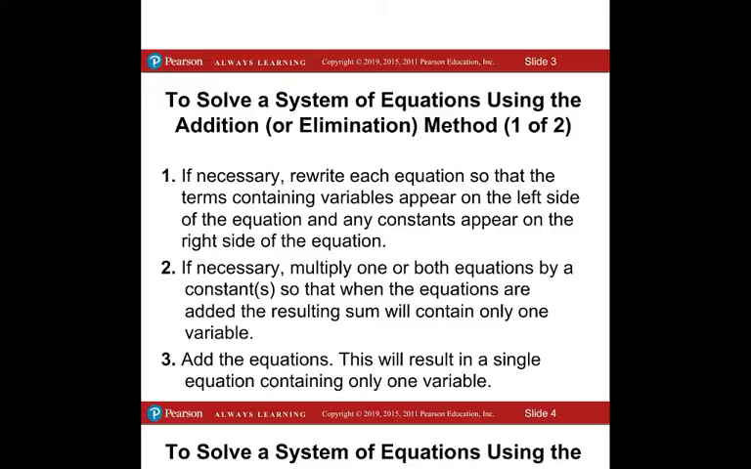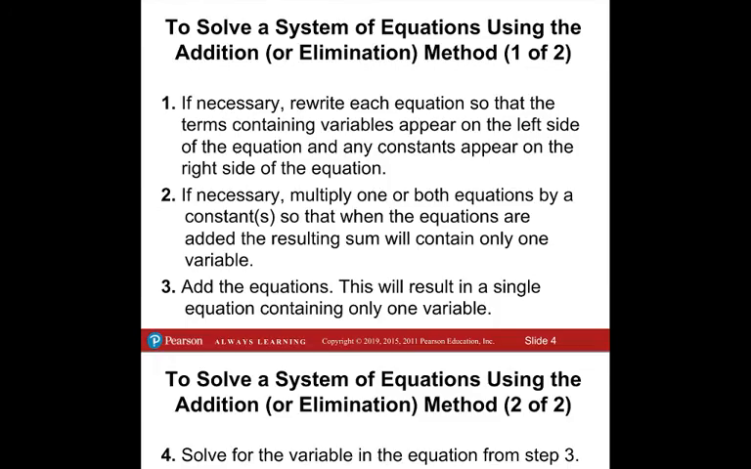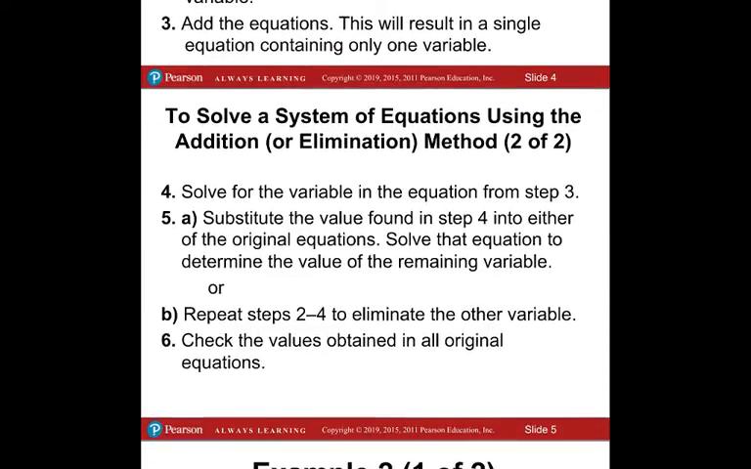If necessary, rewrite each equation so that the terms containing variables appear on the left side of the equation and any constants appear on the right. If necessary, multiply one or both equations by a constant so that when the equations are added, the resulting sum will contain only one variable. Add the equations. This will result in a single equation containing only one variable. Solve for the variable in the equation from step 3. Substitute that value into step 4, and then repeat steps 2 and 4 to eliminate the other variable, and then check. So that's kind of a mouthful.